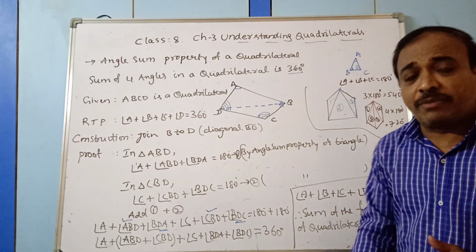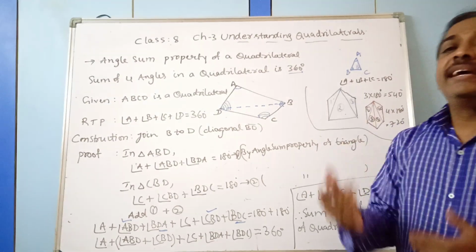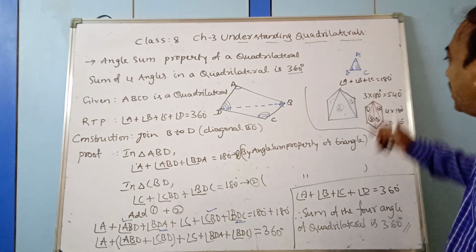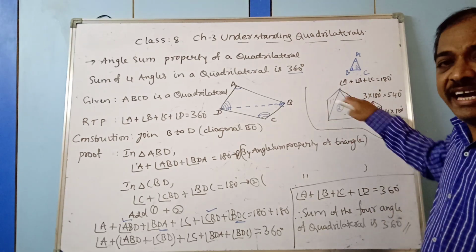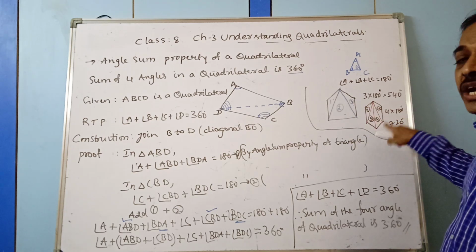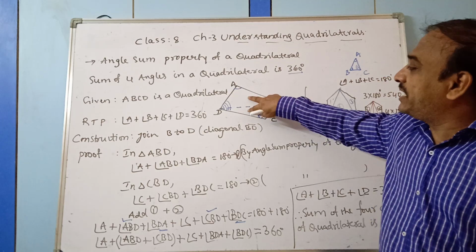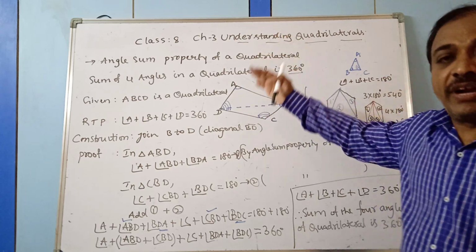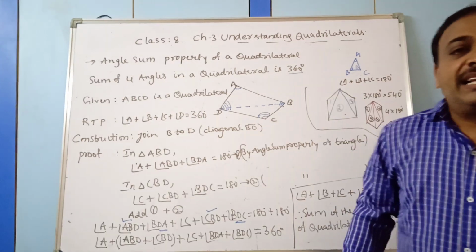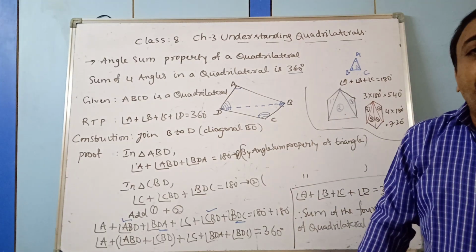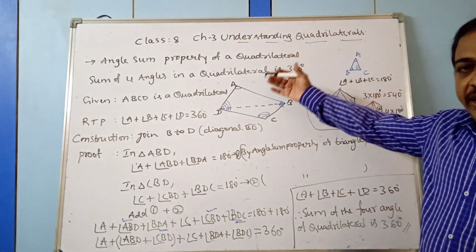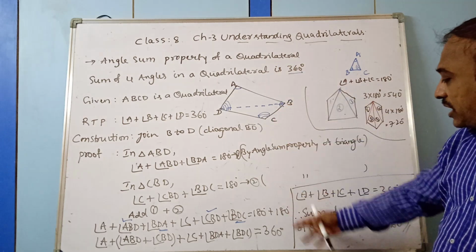From this we can derive a formula to find the sum of the angles of a given polygon. You see, 5 sides we divided into 3 triangles, 6 sides into 4 triangles, 4 sides into 2 triangles. Right? So from this we derive a formula which is n minus 2 into 180 degrees, where n is the number of sides. I will write those points on the board. I hope you understood this part.